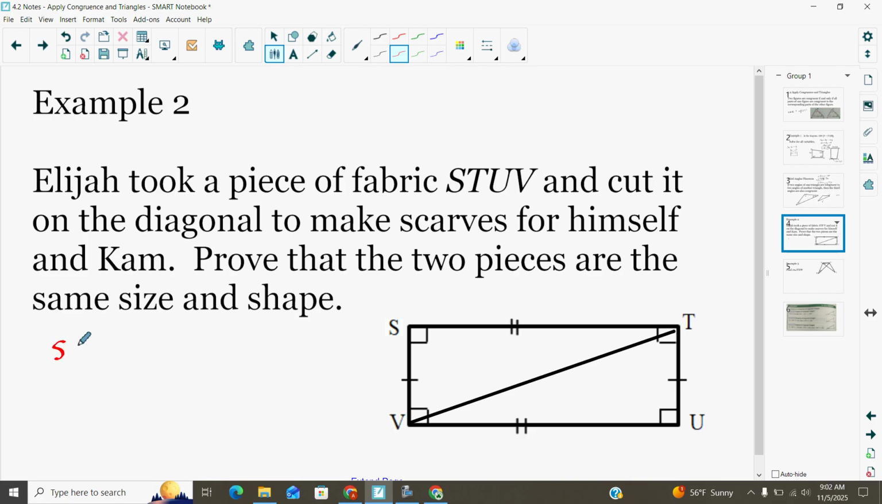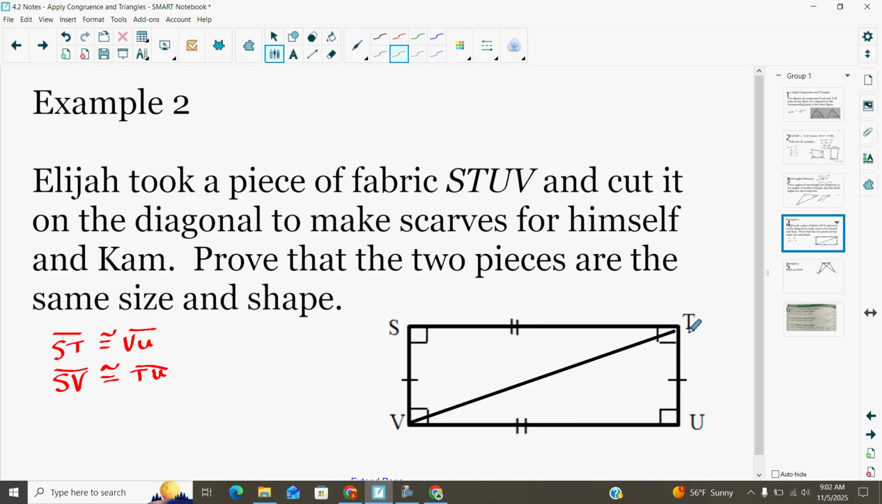So we know that ST is congruent to VU, right? So that side and that side match up. We also know that segment SV is congruent to segment TU. That's given. So I've got those pair of sides are the same. These pair of sides are the same.